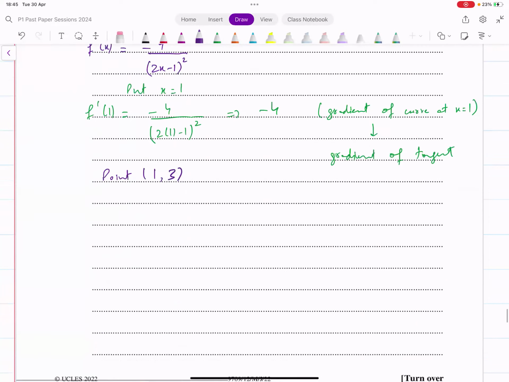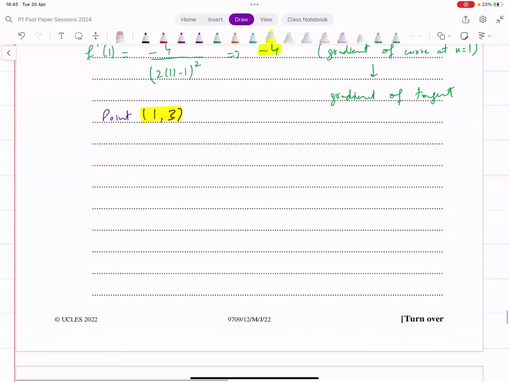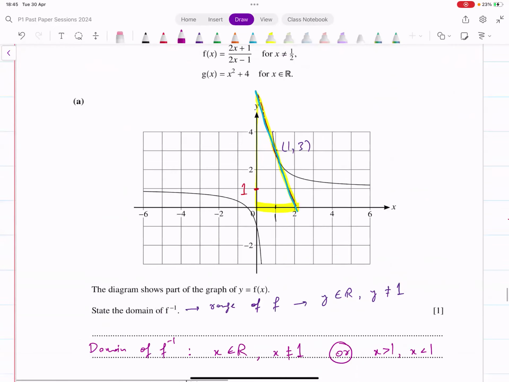Okay, so now you've got the gradient and you've got a point, can you write down the equation of the tangent? y minus y1 equals m into x minus x1. It will be y minus 3 equals m into x minus 1. This is the equation of the tangent that we're talking about. Let's simplify this. It becomes minus 4x plus 4 plus 3, which is going to be 7. So we know the equation of this line now.